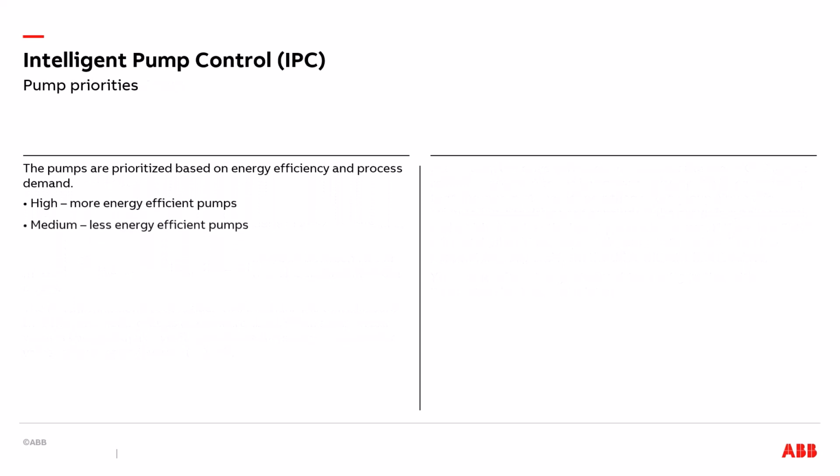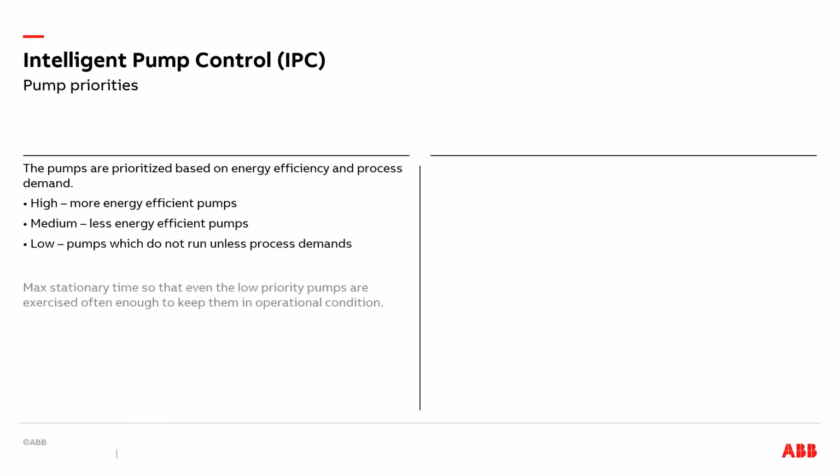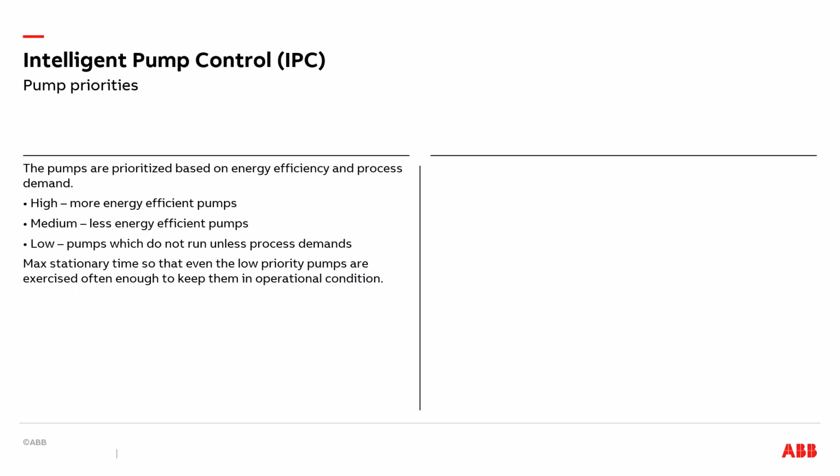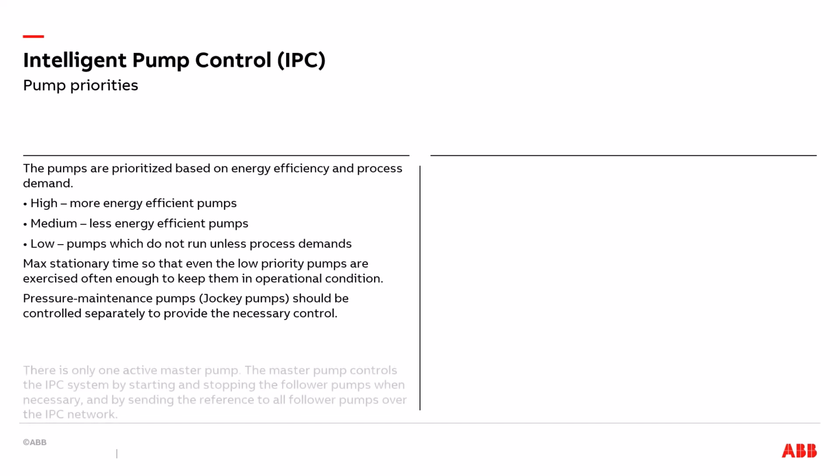Pumps are prioritized based on energy efficiency. High, medium, low. High being more efficient and low being least efficient. If all the pumps are the same, set them all to medium. Max stationary time is so that even low priority pumps are exercised often enough to keep them in operational condition. Pressure maintenance pumps, like jockey pumps, should be controlled separately to provide the necessary control.